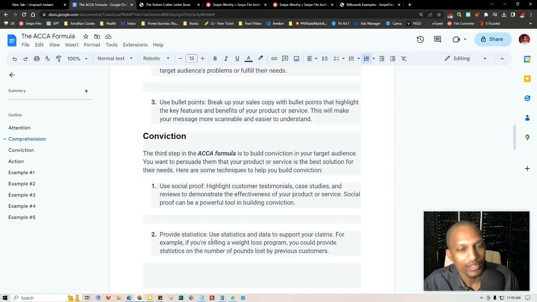So that's comprehension. Let's go ahead and jump straight into conviction. So this is where you actually start to offer a solution. The third step in the ACCA formula is to build conviction in your target audience. You want to persuade them that your product or service is the best solution for their needs.